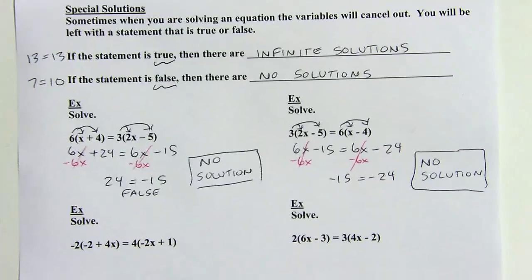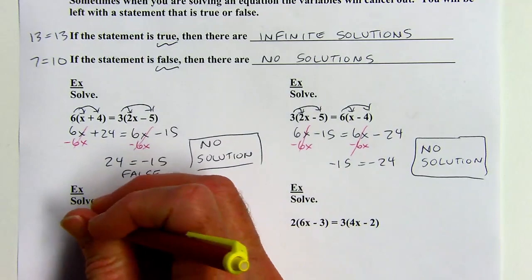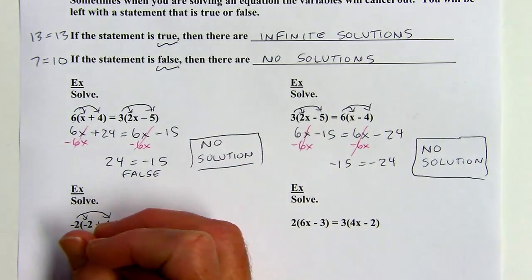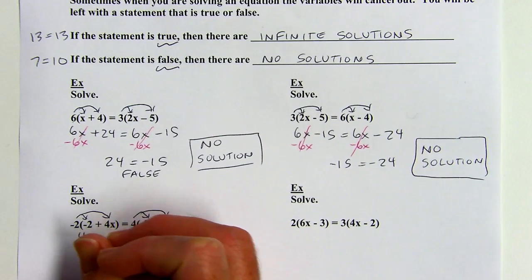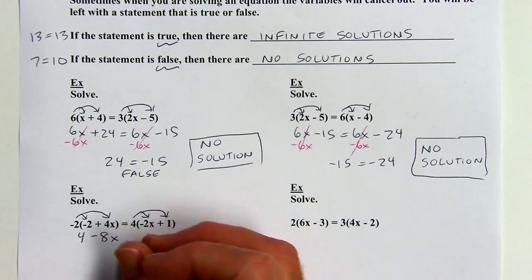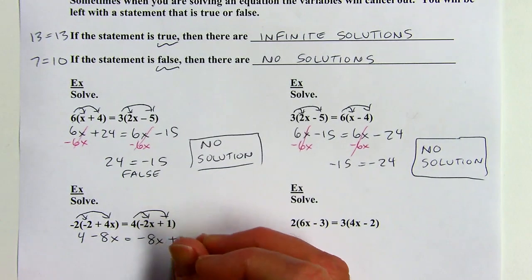Okay. All right, let's try some more out. So here I'm distributing negative 2 to get rid of those parentheses and distributing 4 over here. So let's see, negative 2 times negative 2 is positive 4. Negative 2 times 4x is negative 8x. 4 times negative 2x is negative 8x. And 4 times 1 is 4.